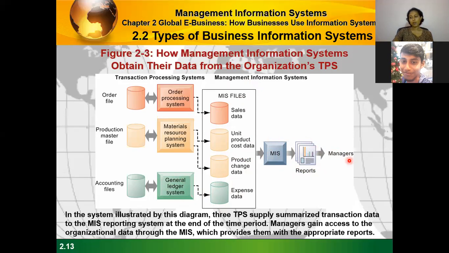So if we look at the description at the bottom, in the system illustrated by this diagram, 3 TPS supply summarized transaction data to the MIS reporting system at the end of the time period, right?